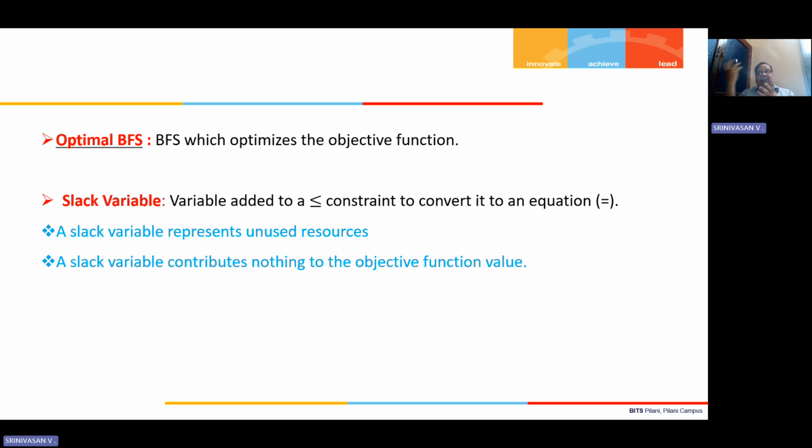And when you have a greater than or equal to inequality, in order to make it an equality, you remove something. What is removed? Surplus. What is excess is to be removed, and that is called a surplus variable. A slack variable represents unused resources. A slack variable contributes nothing to the objective function value.